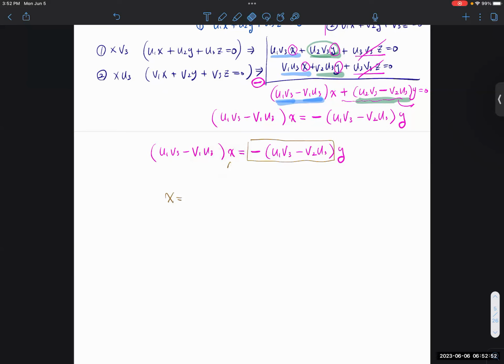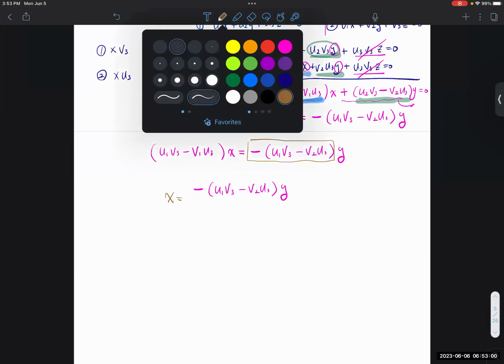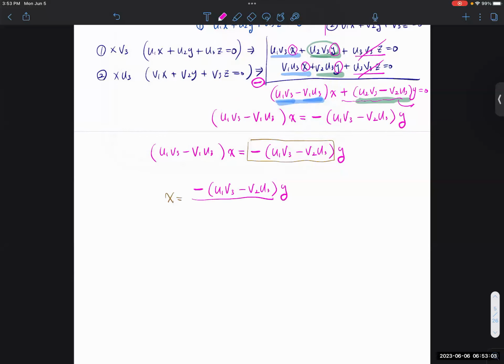what do you guys think? We are going to take this one divided by whatever we got on the left side, which is U1 V3 minus V1 U3. Or if you feel like this is too much work, just simply do it this way. You have the opposite. We are trying to solve for X and Y, right? So what is X?